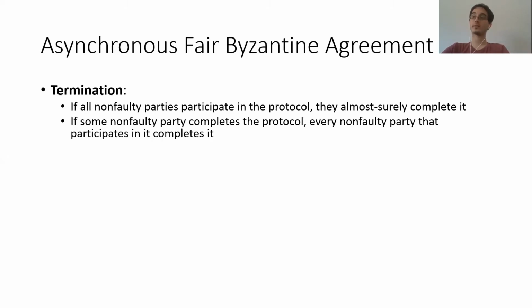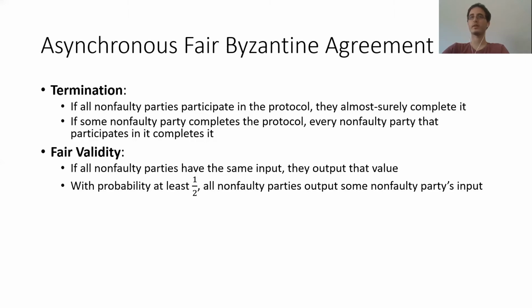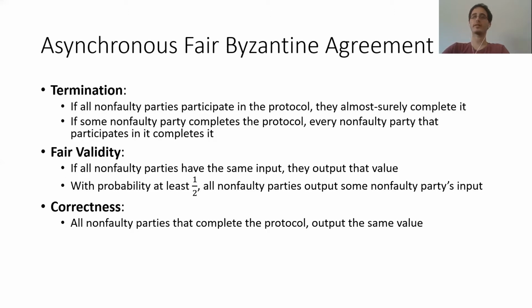So fair Byzantine agreement has the following properties. First of all, termination. This is the same termination as the common coin's termination property. If all non-faulty parties participate in the protocol, they almost surely complete it. And secondly, if some non-faulty party completes the protocol, every non-faulty party that participates in it completes it as well. Secondly, fair validity. So the first part is validity. If all non-faulty parties have the same input, they output that value. And the second part is the fairness part. With probability at least 1/2, all non-faulty parties output some non-faulty party's input. Finally, correctness. All non-faulty parties that complete the protocol output the same value.